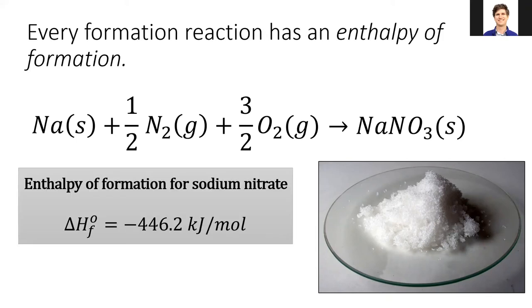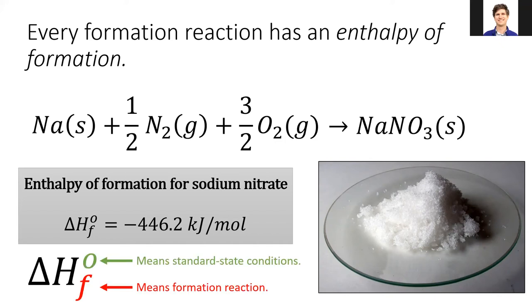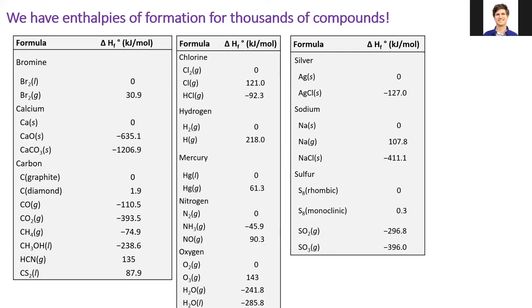Every formation reaction has an associated reaction enthalpy called the enthalpy of formation. The enthalpy of formation for sodium nitrate is -446.2 kilojoules per mole. The symbol delta H subscript F means a formation reaction. The little circle to the upper right means standard state conditions of 25 degrees Celsius and regular atmospheric pressure. Hardworking chemists have derived the enthalpies of formations for thousands of different compounds. A few of them are compiled on page 187 of your textbook, and there are many more in the back of the book and even more on the internet.